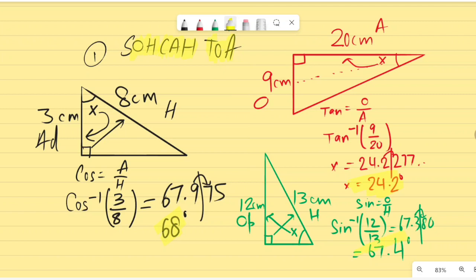This is how we find the missing angles using our trigonometric ratios. The first step always is to identify which ratio to use. Once you know it, press shift, write the ratio in your calculator, use the formula to write the fraction, and then press enter and you will know your missing angle.